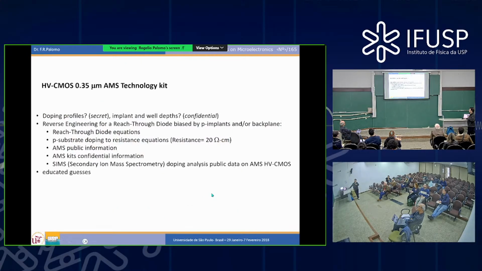Okay, so doping profile reverse engineering, you have to go through that, and in particular using secondary ion mass spectrometry to know the doping profiles, because those doping profiles were a secret from any company. So you have to do reverse engineering.